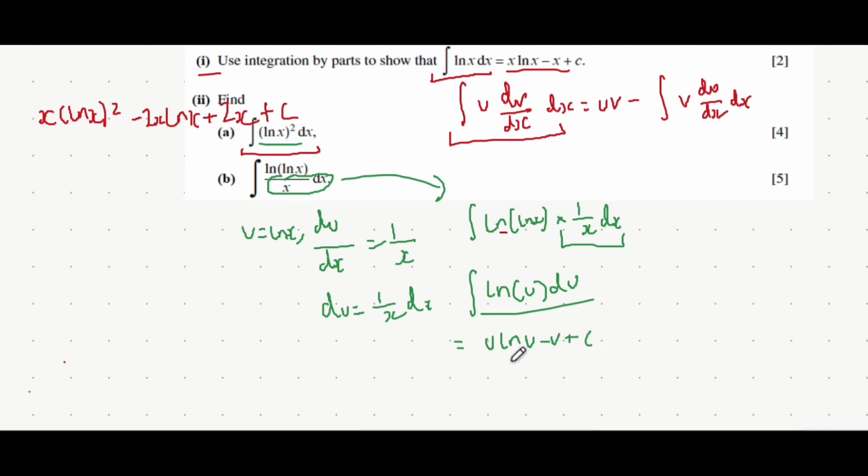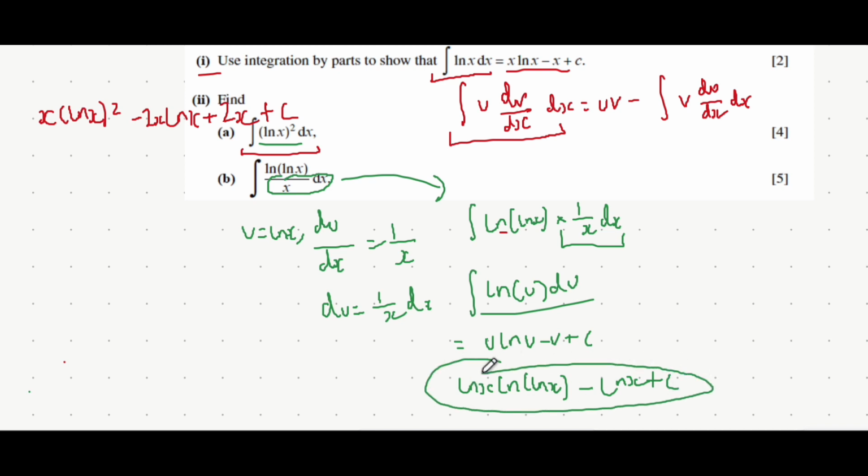Lastly, you want to input in everywhere where there's u, you want to replace it with ln x. So we have ln x, ln of ln x, all take away ln x plus c. And that's the answer to the question.